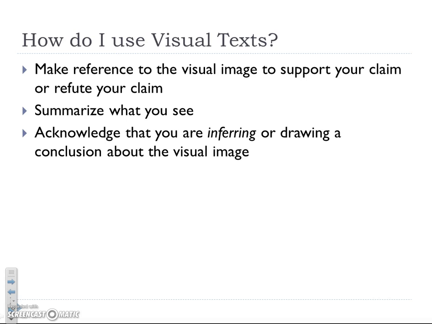Each of the prompts has a visual text. This is what I want you to do. Use the visual text just like a print text, a language text, to either support or refute your claim. Be sure you take the step of summarizing what you see, since you can't really quote from it. And then acknowledge that you are inferring or you're drawing a conclusion about the visual image that either supports or refutes your claim. That's a good way to work the visual image in.